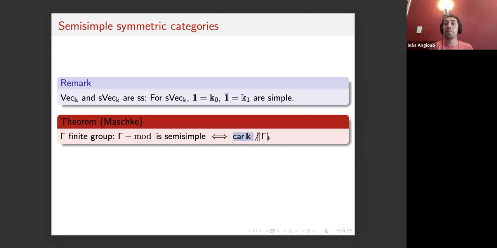For example, what is the small example of where this fails? You can take the cyclic group of p elements in characteristic p. We know that this category is not semi-simple. Why? Essentially because if you want representations, the unique possible eigenvalue is 1, but you can have Jordan blocks associated to this eigenvalue. So this is linear algebra that you can do in positive characteristic. And we will come back to this fact.